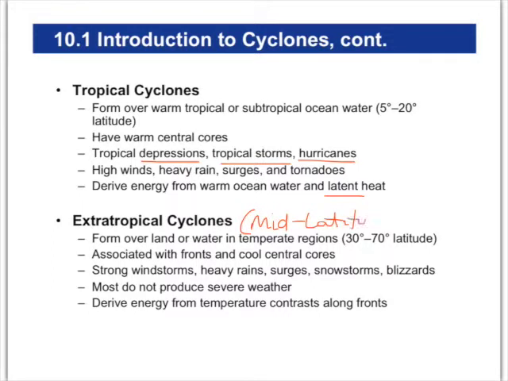mid-latitude cyclone. We're going to call it extratropical for now, but the other name for it is a mid-latitude cyclone. And so instead of deriving energy from warm water and warm air, they really derive their energy from the temperature contrast along fronts. And like I said, later on we're going to see how those fronts interact to create the mid-latitude cyclones.